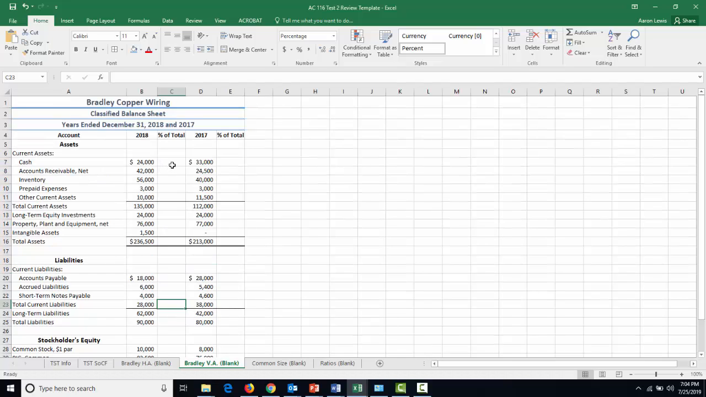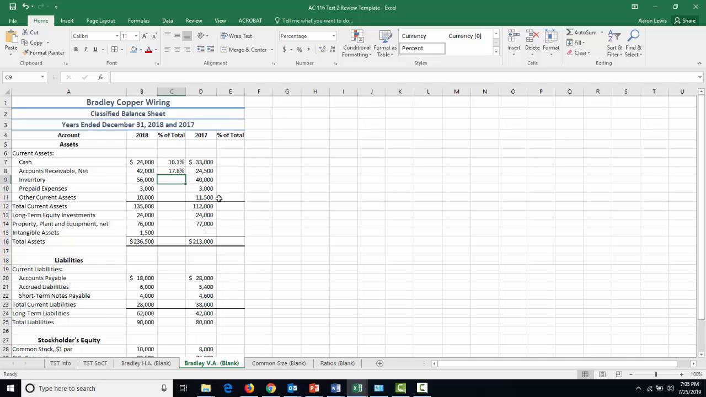So, to figure out what percent of our total assets are in the form of cash, we can take this number and divide it by our total assets. And that tells us that our percentage is 10.1%. Fair enough. For our accounts receivable, we can do the same thing. We can take the amount of accounts receivable we had, divide it by our total assets, and we come up with 17.8%. So 17.8% of our total assets is in the form of accounts receivable, 10.1% is in the form of cash.